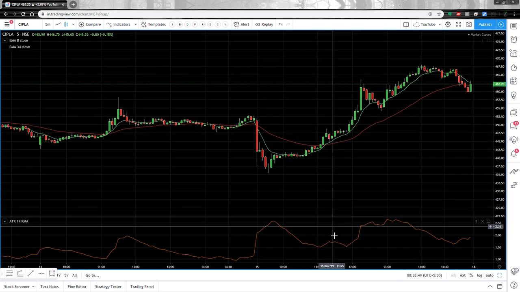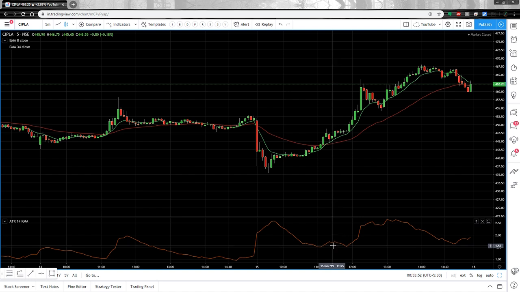What is the value of ATR at 11.25 here? 1.69, right? Now for a 450 rupees script, 1.70. We cannot take it as 1.69 because the tick size of the National Stock Exchange is 5 paise. So 1.69 we cannot take. Let's take it as 1.70.